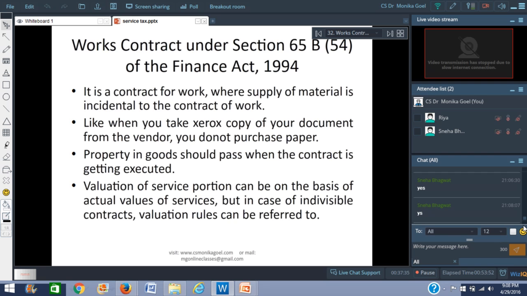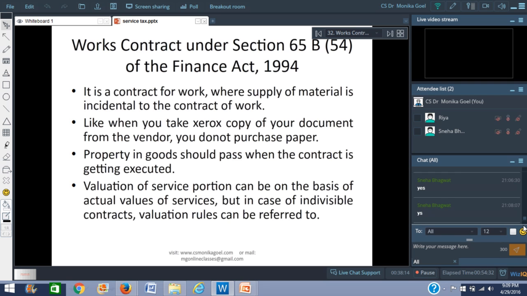But right now we're talking about those situations where the property in the goods passes as the contract is getting executed. Now in this particular situation, how do we value how much is the service component and how much is the material component? The first is, if you can really find out the actual value of the service and the actual value of the product, then whatever is the service portion, you should charge service tax on that. But many a times these contracts are indivisible in nature. The kind of contracts that I just mentioned to you are completely indivisible in nature. In that situation, we would be referring to the valuation rules.